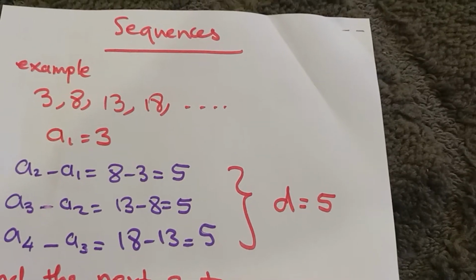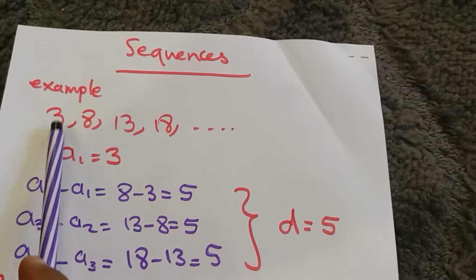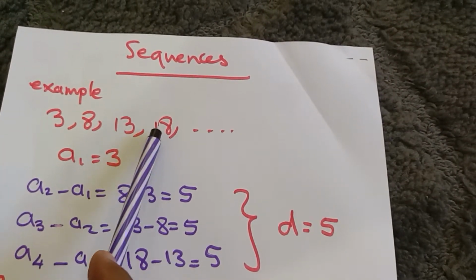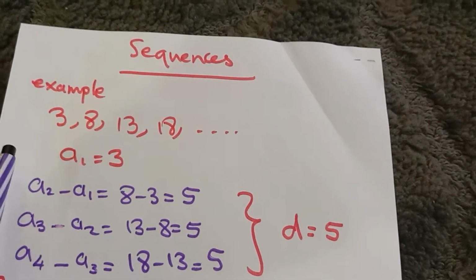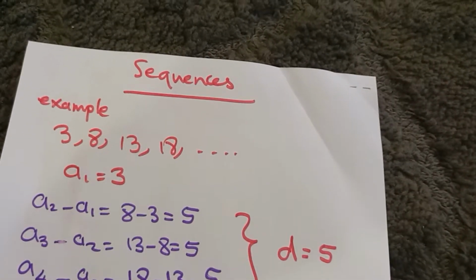Today we will talk about the sequence. Okay, sequence. If we have numbers like 3, 8, 13, 18, and so on, this is the first term in the sequence, and this is an arithmetic sequence.